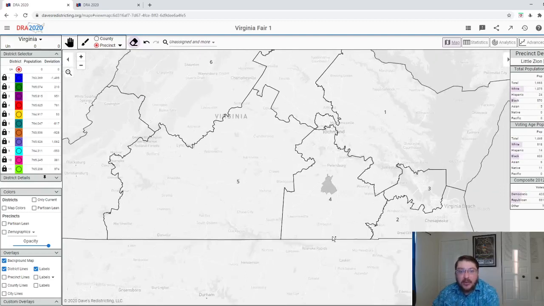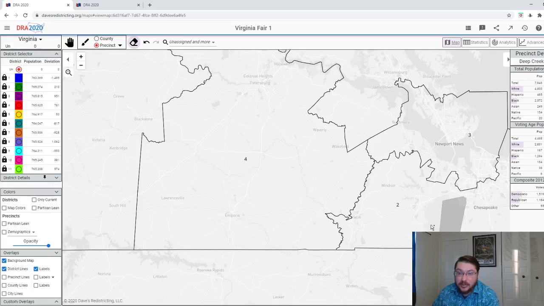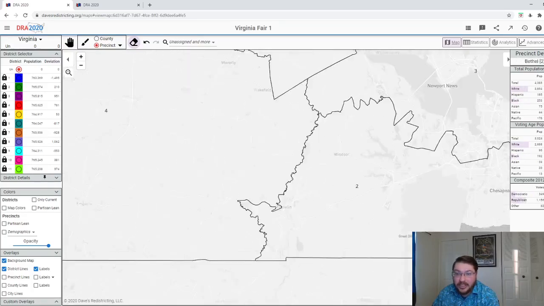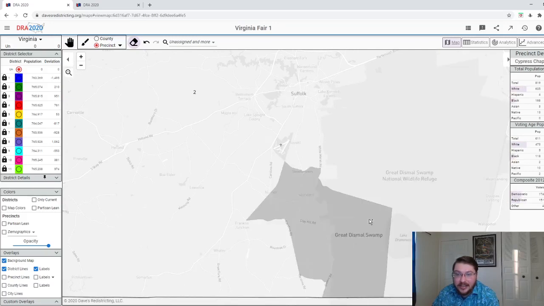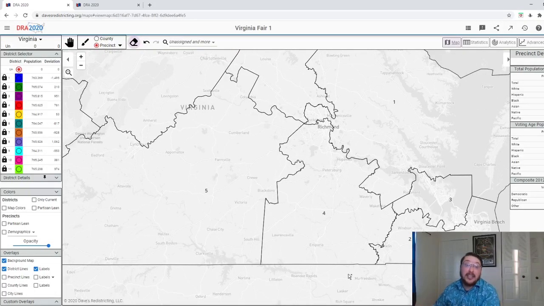And then we go over here, and I wanted to include all of Richmond in the same congressional district, and that wound up being the new 4th, which includes the eastern part of Southside. By the way, here's the Great Dismal Swamp for those who are wondering. And it is a pretty low population area, but it is a little less low population than it used to be. It used to be basically completely uninhabited.